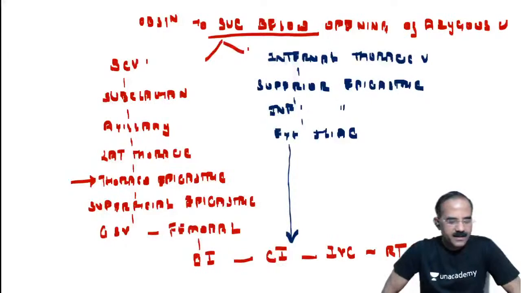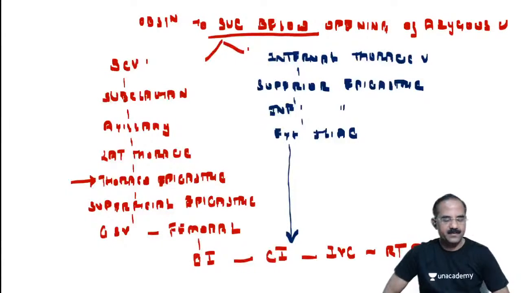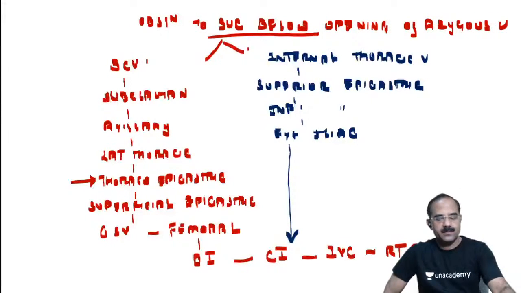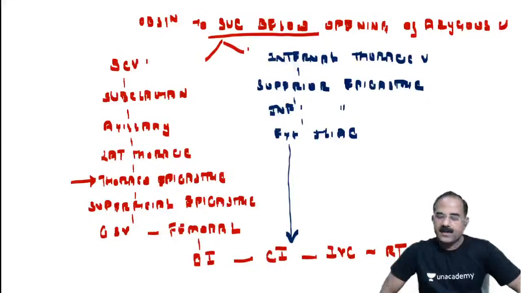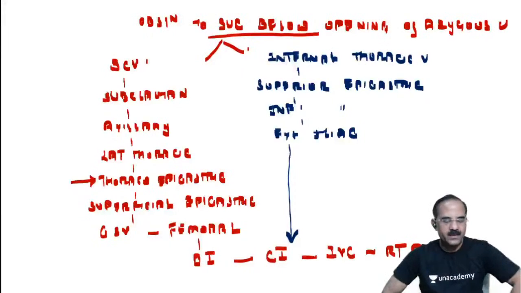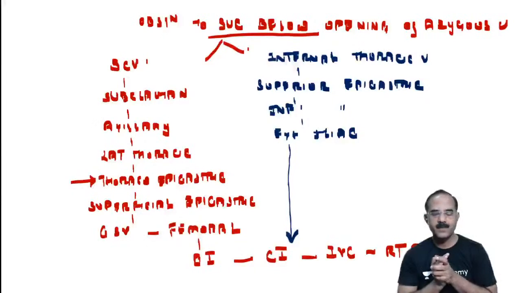Yes, clear to all of you? What happened, Janish? Yes. Janish, clear enough? So this is obstruction to the SVC below the opening of azygos vein. I'm so sorry. Below the opening of azygos vein. Is this clear to all of you? Any doubts?